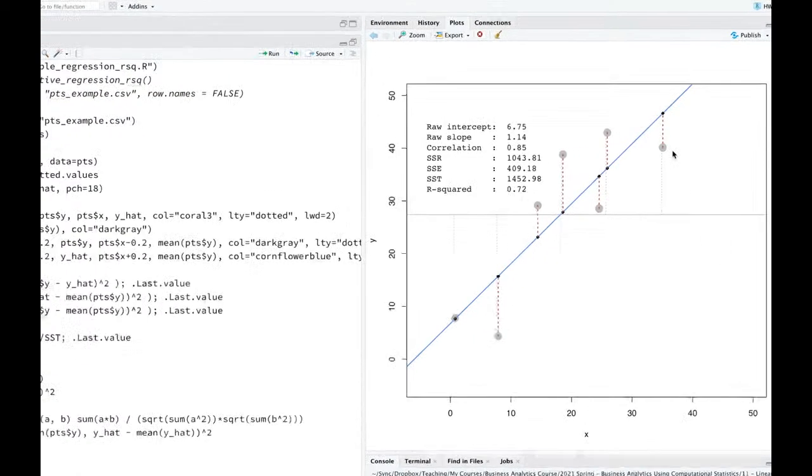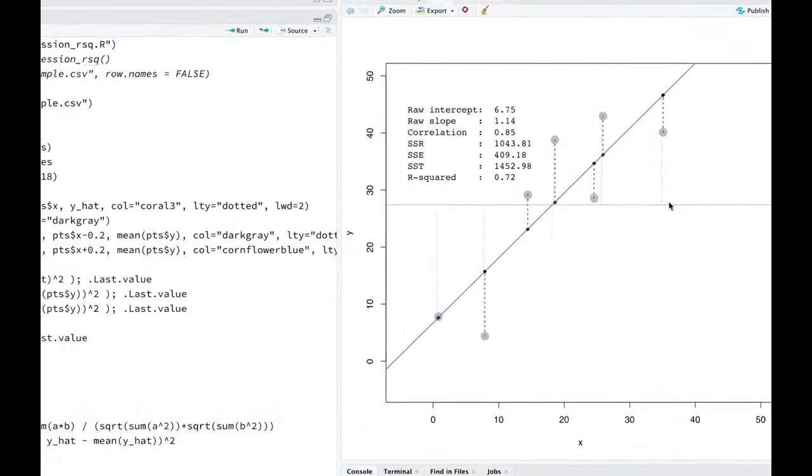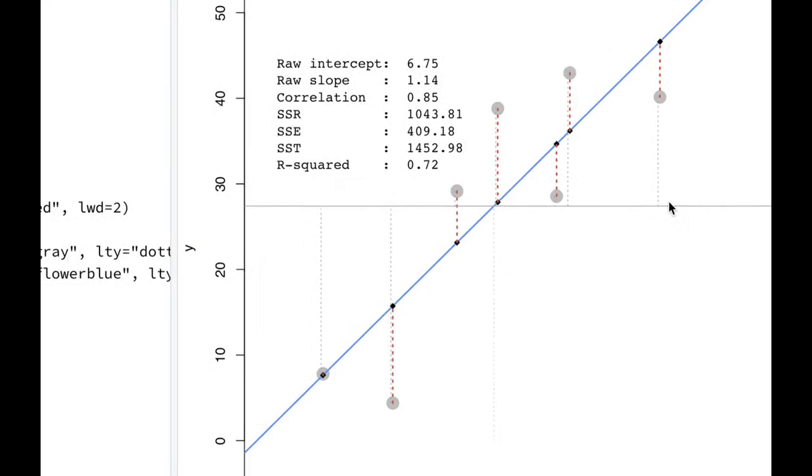All right. Now in a very faint gray color, I've drawn horizontal lines from the points to the mean of the points. Why is this important? Why is that distance important? Because if I was to calculate the variance of y, it would basically be y minus y mean, squared and summed, divided by the degrees of freedom, right?